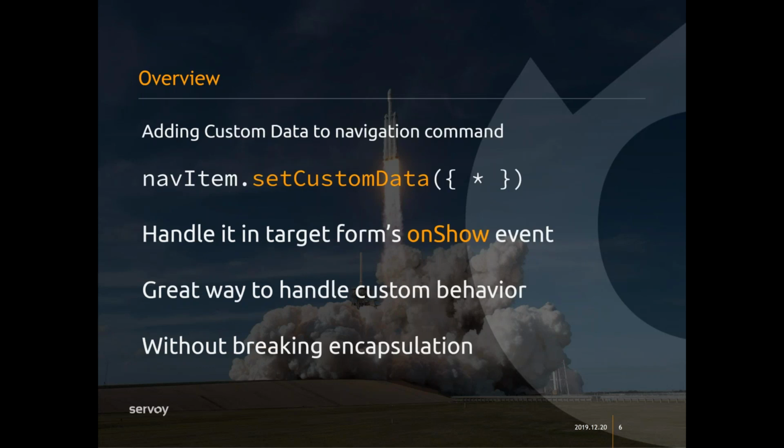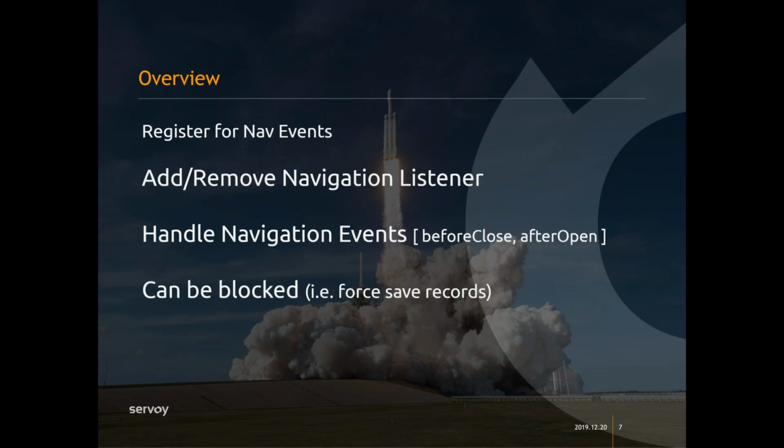Then what I started to do is play with the custom object. I wanted to be able to show an order, go from an order to a customer, but then have that customer's orders select that order. And I used the set custom data on the nav item object. And then I handled the custom action in the on show event. So there's a lot of different use cases for that. One could be custom filters, something with the UI. The bottom line is you do it the right way without breaking encapsulation.